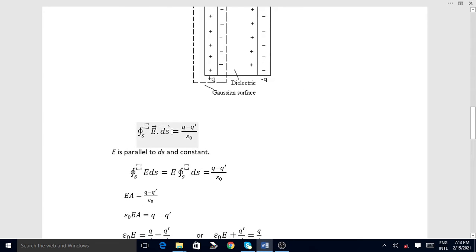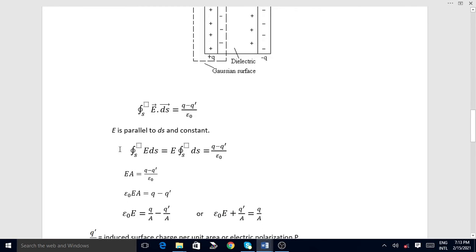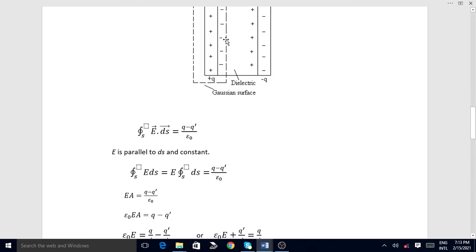So E dot ds is equal to E ds cos theta. E and ds are parallel, theta is equal to 0. Then only E ds remains. In the surface integral of E ds, here in the capacitor region, in the space between the plates, the field is uniform. Therefore, this is a constant one. You can take it outside of the integral.